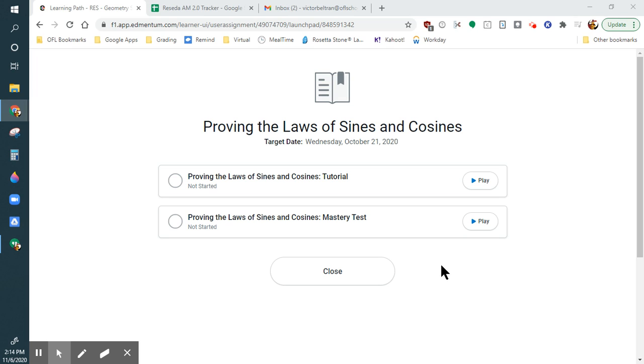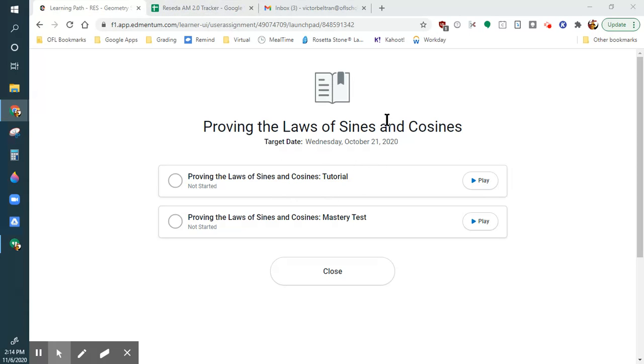So don't let how short this tutorial is fool you. It is a little complicated. I'll try to make it seem a little simpler. It's basically the Pythagorean theorem with added facts if the triangle is not a right triangle.